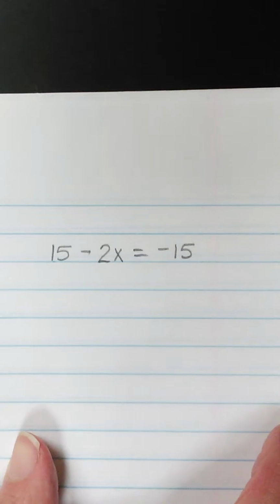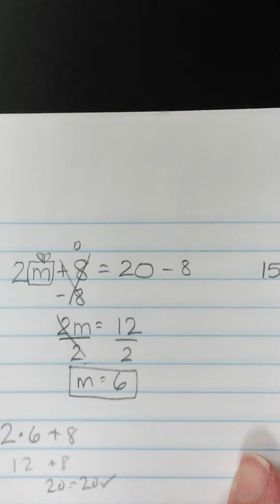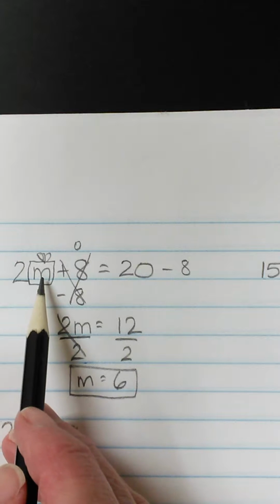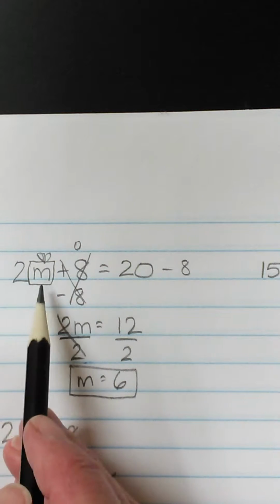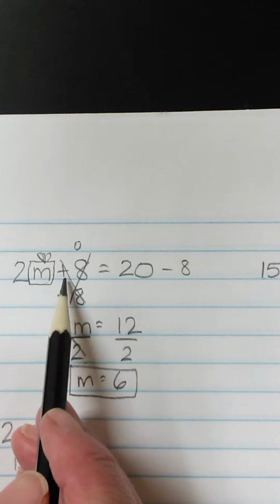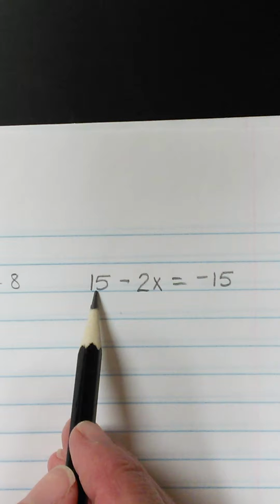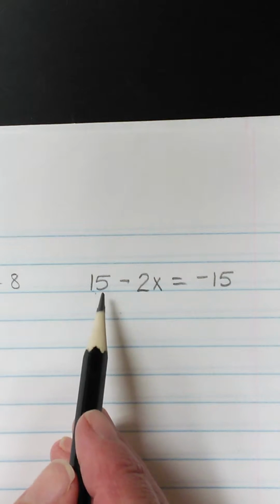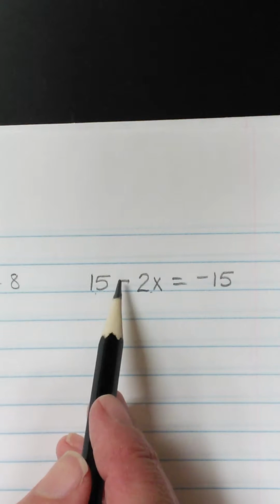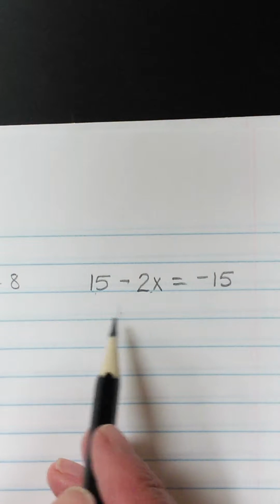This, however, becomes a little more interesting. Now notice the difference between these two. In the first one, the first part of the problem has the variable in it. Then it's plus 8. In this, the first part of the problem doesn't have the variable in it. The second part does. This is 15 minus 2x. So I'm going to have to get rid of that 15.